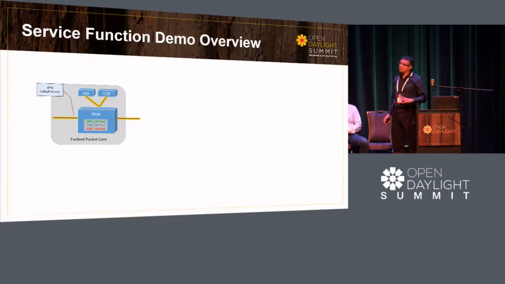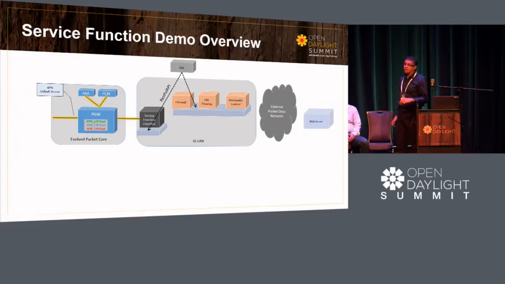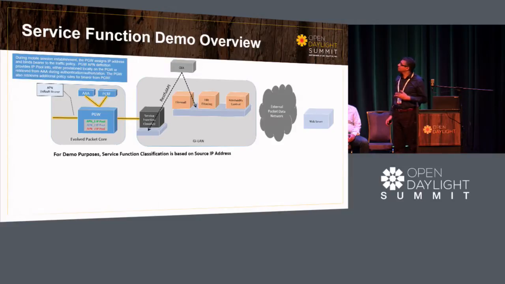Imagine that you have an evolved packet core front end. And behind that, you have a Gi-LAN network with a service function classifier, a firewall, a URL filter, and a bandwidth control. All four are managed by ODL. After that, you have an external packet data network behind which there's a web server that would like to be reached. For the sake of this demo, all service function classification is done based on source IP address. Of course, you can do it in different methods as well.